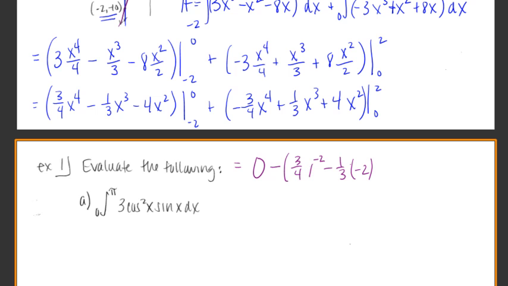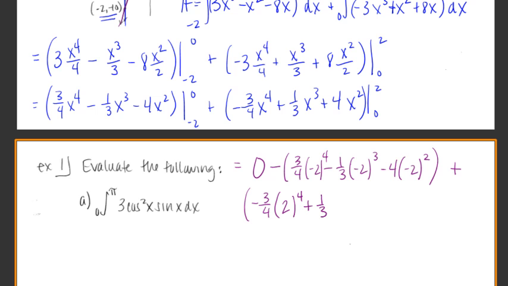Yeah, it would help if I substituted it correctly. Oh my gosh. We can have major brain fart today. Okay, 3/4 times negative 2 to the 4th minus 1/3 times negative 2 cubed minus 4 times negative 2 squared. Woohoo, got through that one. Yay. All right, now plus, we're going to come down here, negative 3/4, putting my upper one in, so 2 to the 4th plus 1/3 times 2 cubed plus 4 times 2 squared, all of that, and then minus my lower bound plugged in, which is going to be a bunch of zeros.